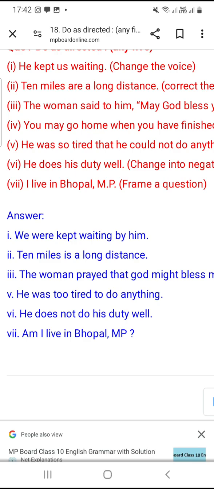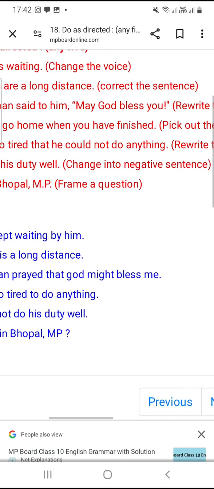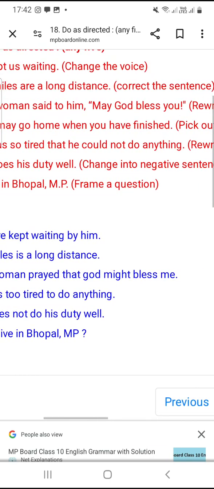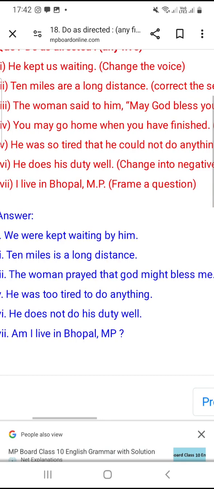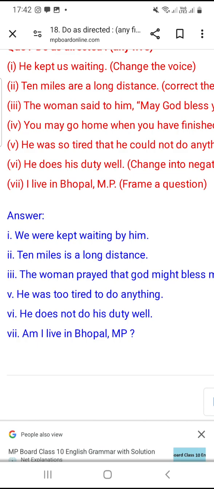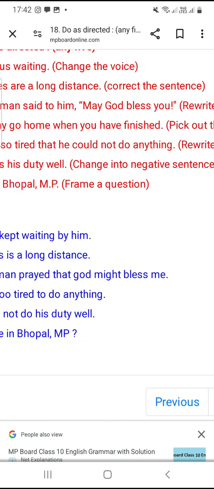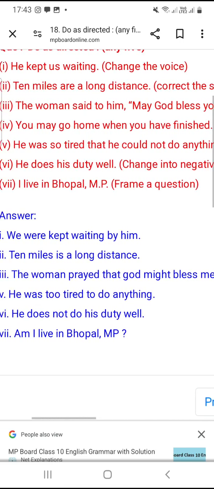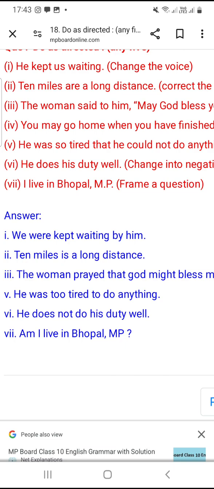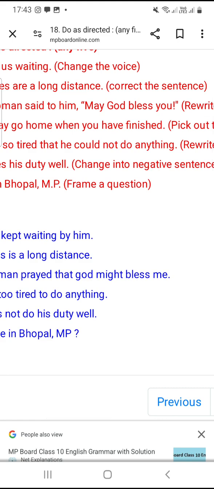"When" means subordinate clause. Here it is "when you have finished." And what the adverbial clause gives as an answer: why, how, when. You get the answer "when," which means time, right? So "when you have finished," that's the adverb clause. And the second answer is that "going" is a verb, right? "Going" is a verb. And "when you have finished" is the clause.